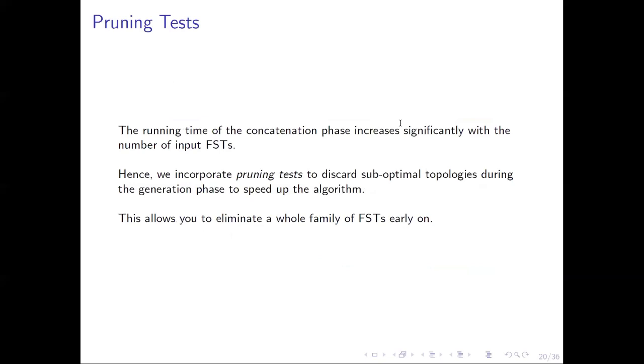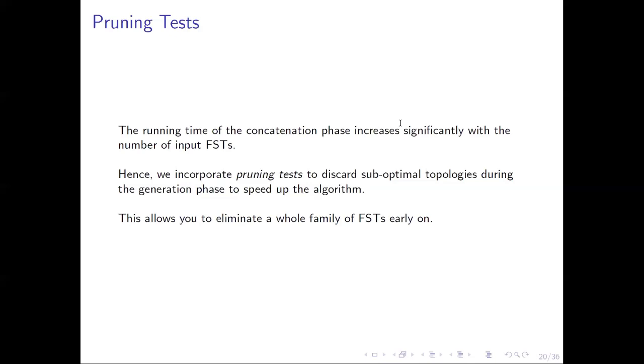Now we need to talk a little bit about why the k-Steiner algorithm is so efficient. I mentioned that the k-Steiner algorithm consists of two main phases, the generation phase and the concatenation phase. In the concatenation phase, you're going to input a set of FSTs from which you're going to find an optimal solution. The running time of the concatenation phase increases with the number of input FSTs. So you want to limit the number of FSTs that actually go into the concatenation phase.